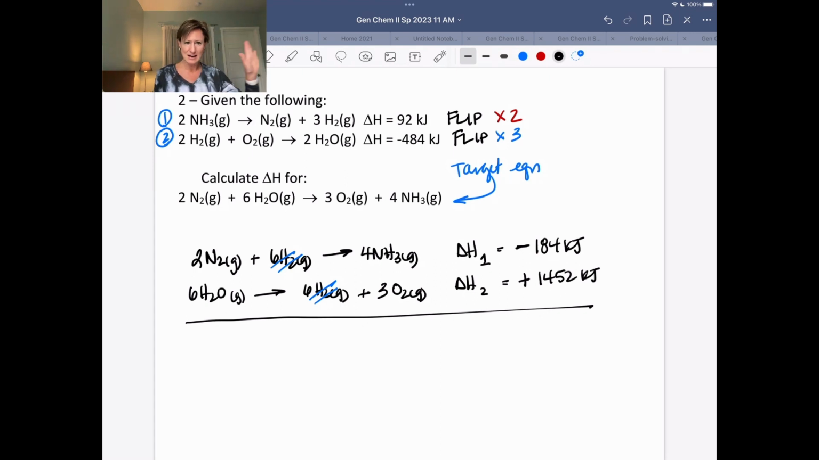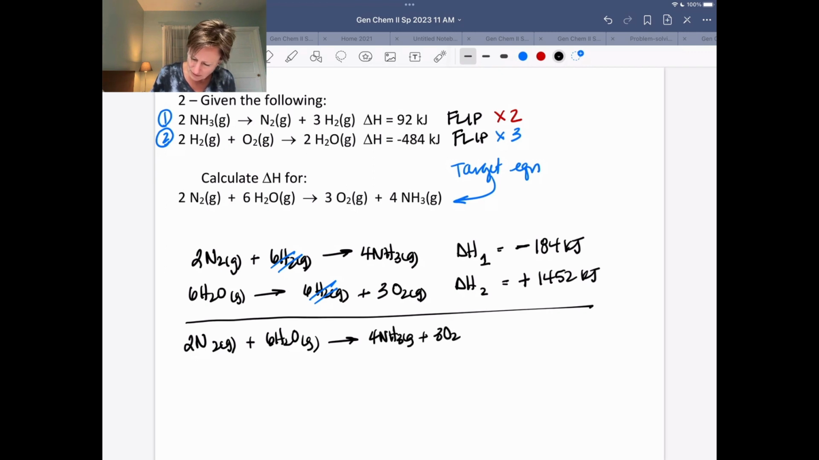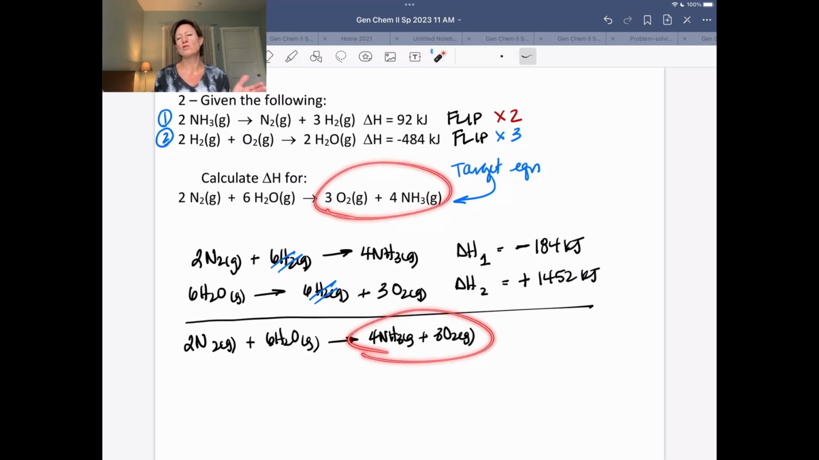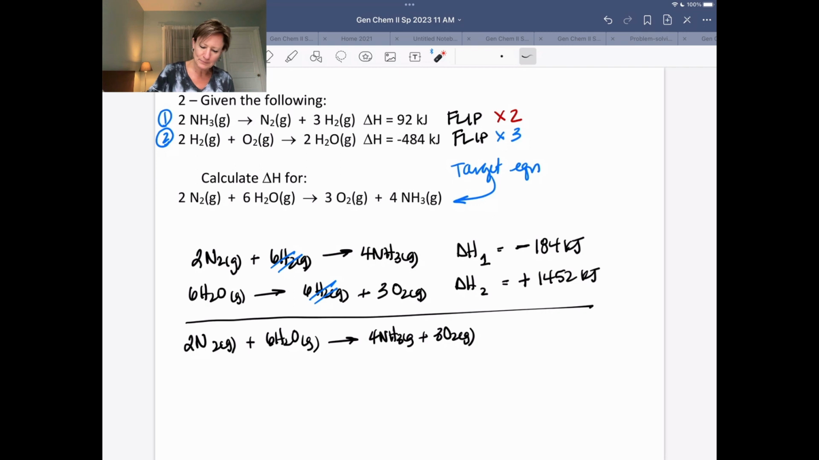Anything that appears on the left side stays on the left side. So I'm going to have 2N2 gas plus 6 H2O gas generates 4 NH3 gas plus 3 O2 gas. And you'll notice that this matches our target equation. Now remember, when we're writing things in the order that we have them, as long as things are reactants and products specifically, the order doesn't matter. So these two, same order as we have over here. The fact that these are written in a different order, that's still the same chemical equation.